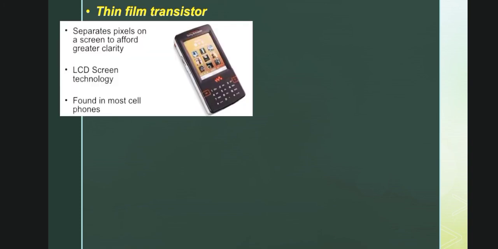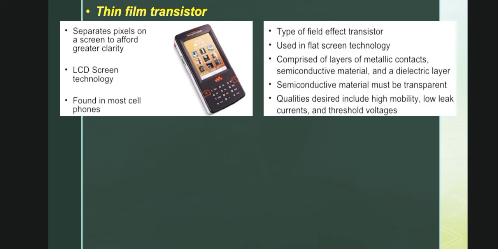Third, thin film transistors, found in most cell phones. LCD screen technology separates pixels on a screen to afford greater clarity. It is a type of field effect transistor used in flat screen technology, comprised of layers of metallic contacts, semiconductive material and a dielectric layer. The semiconductive material must be transparent. Qualities desired include high mobility, low leak current and low threshold voltage.